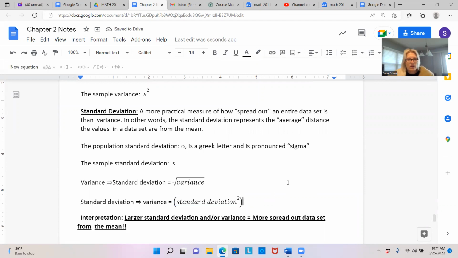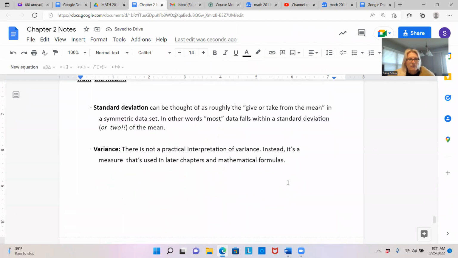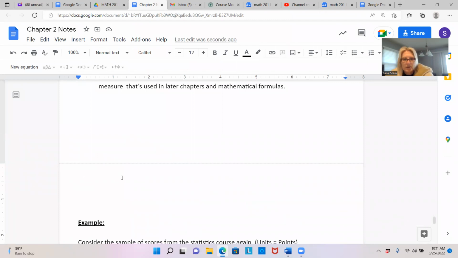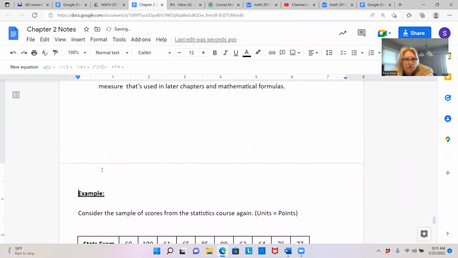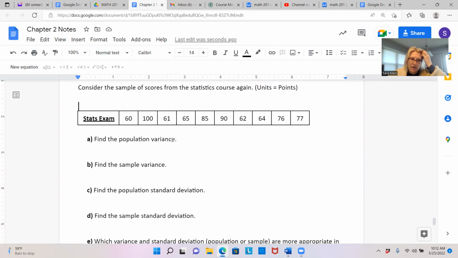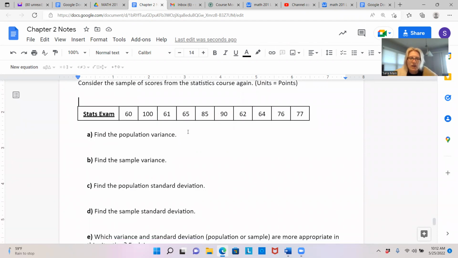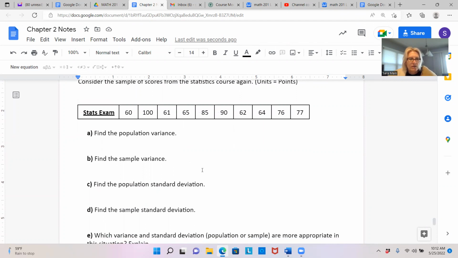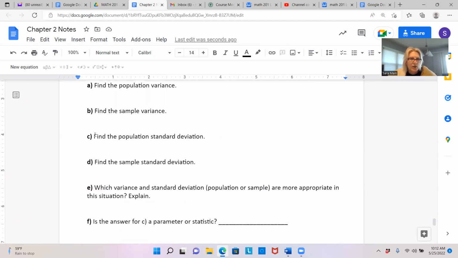And that's what that will look like. Okay, so let's look at our first example here. Let's go back to our statistics data once again, and we're going to look at the population. Let's start with the standard deviation because that's what comes out of the Desmos anyway.